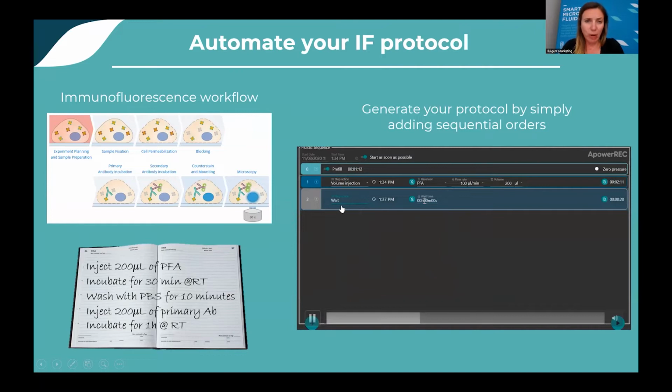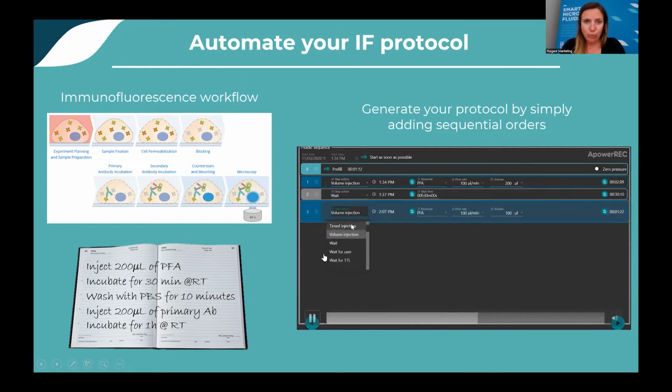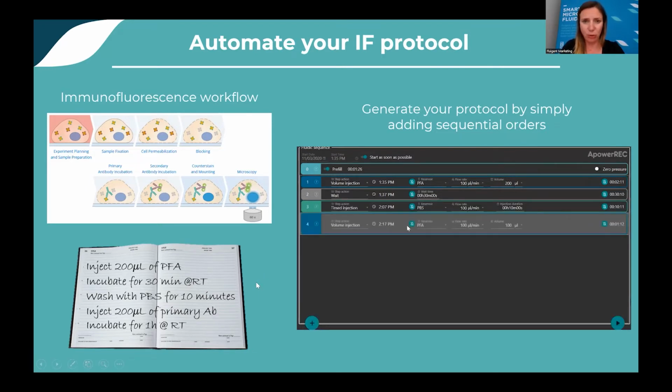Then you can have a wait time, which corresponds to the incubation time. For example, 30 minutes, which is classical. Then you do an injection of PBS to wash for 10 minutes, for example. It's really simple. You just add the orders sequentially and then inject antibody 1. You define the flow rate and the volume, and again add an order of wait for an hour for the incubation. And again, for the secondary antibody. So yeah, it's really, really simple and straightforward.